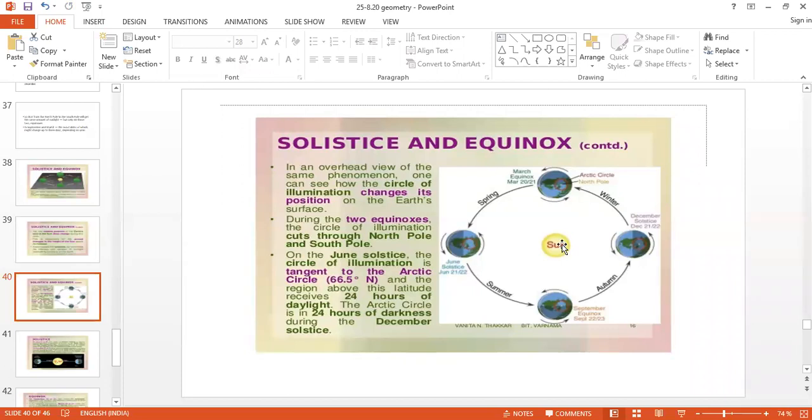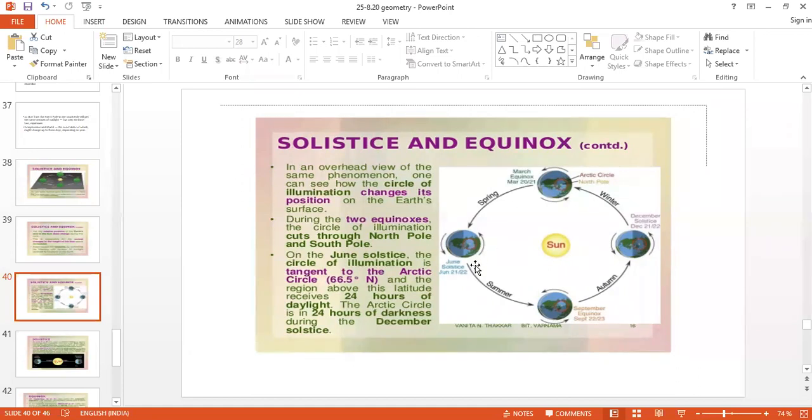Carefully observe diagrams or figures. The information we got: March equinox, March 20 or 21; June solstice, June 21 or 22; September equinox, September 22 or 23; and December solstice, December 21 or 22. So we are taking months March to June, June to September, September to December, and December to March.